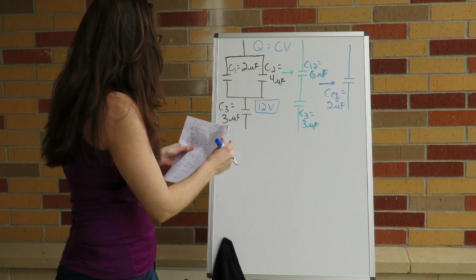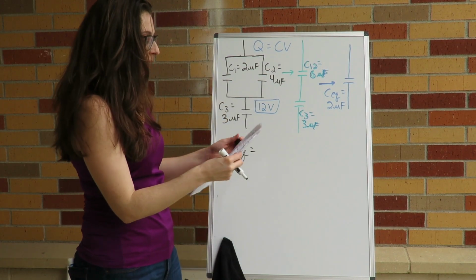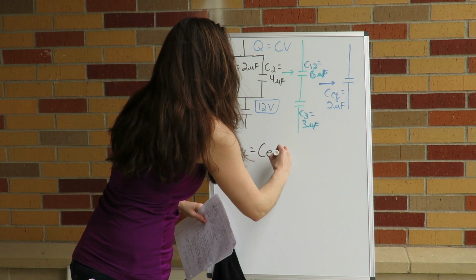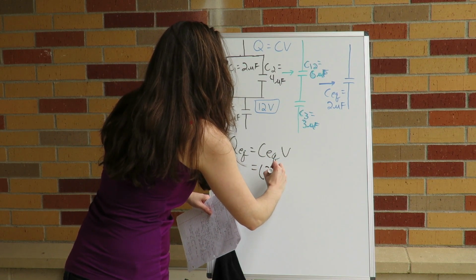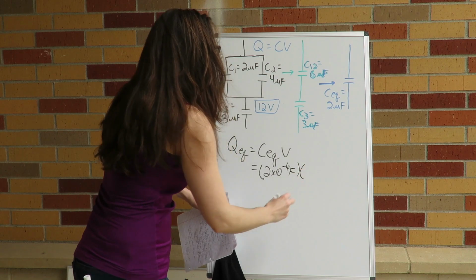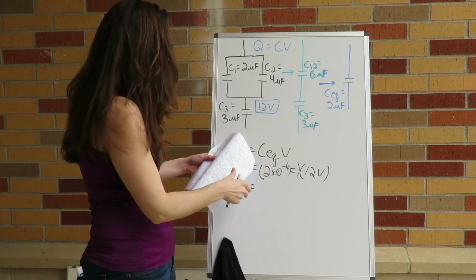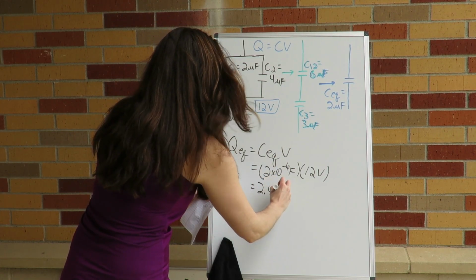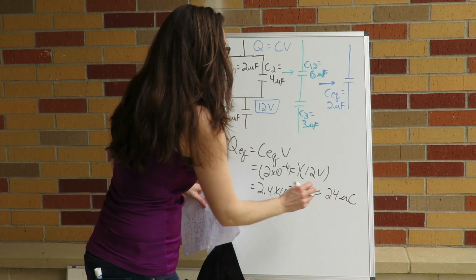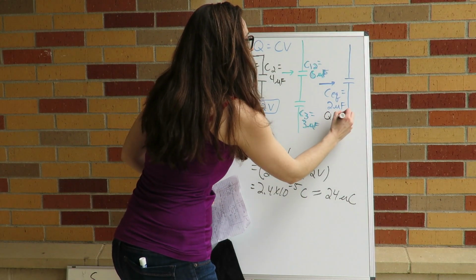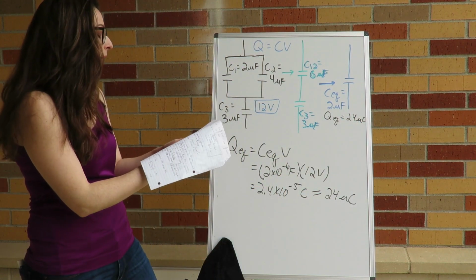So for our equivalent capacitor here, our charge on our equivalent capacitor is going to be equal to the equivalent capacitance times the potential difference across it. So that's going to be 2 microfarads, so 2 times 10 to the minus 6 farads times our potential difference, which is 12 volts. And so then our equivalent charge over here is going to be 2.4 times 10 to the minus 5 coulombs, which is also 24 microcoulombs. Okay, so Q equivalent is 24 microcoulombs. All right. So we have that in mind.